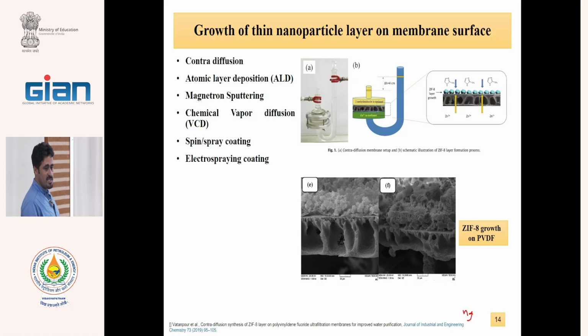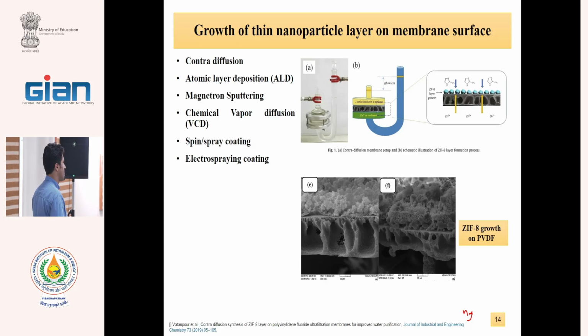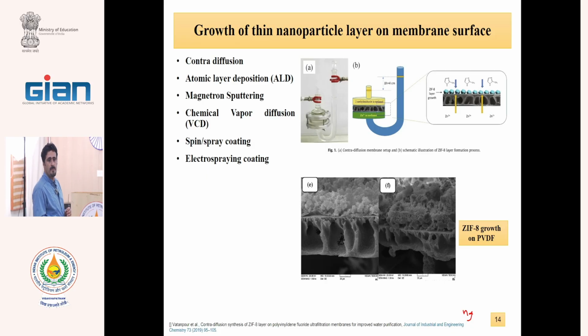So can we say that atomic layer deposition would be the best one among these methods? Yes. For surface engineering, the best method is atomic layer deposition. Thank you, sir.